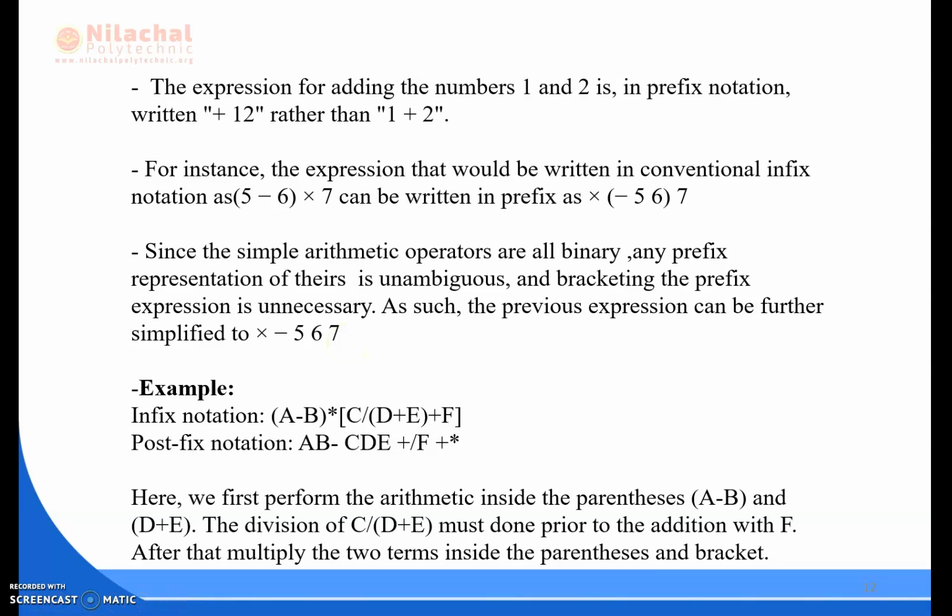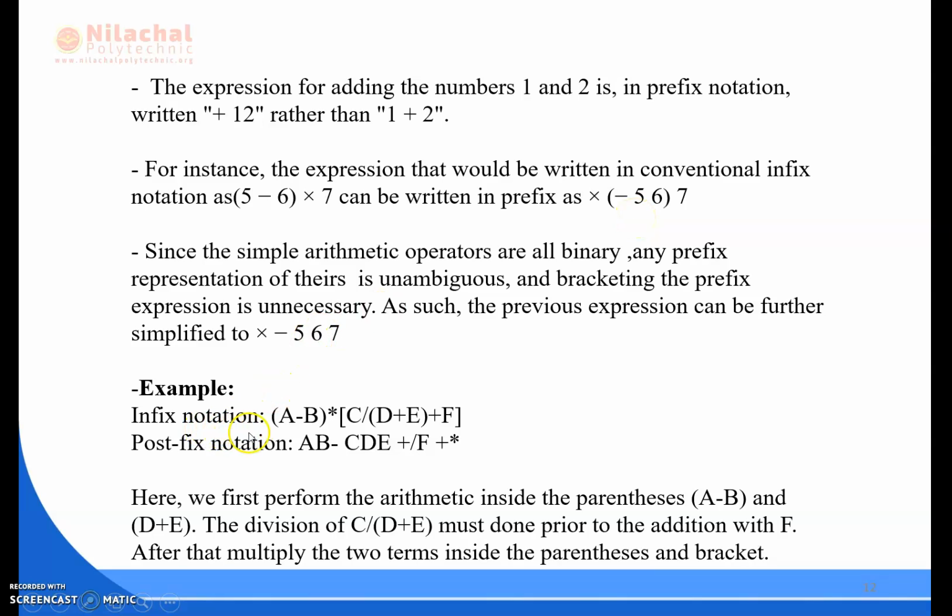Okay, so here is an infix notation, and we can see an example of converting. This is how we convert the infix notation to prefix notation.